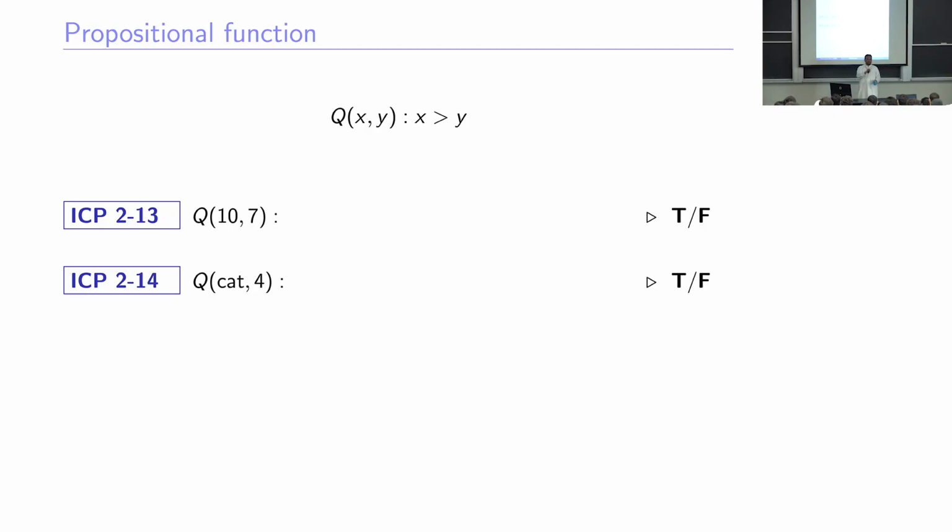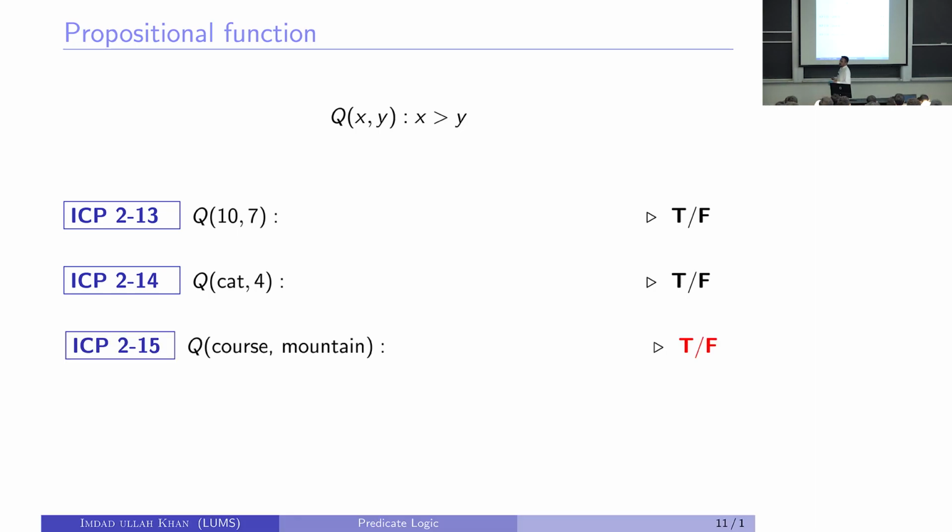Does everyone see the problem? We don't have the tools to deal with this case, right? Because we should have defined something. I can ask this: Q of course, mountain. Is the course bigger than the mountain? Which course, which mountain? You can make it a specific course and a specific mountain. I don't know, I am asking you. You can just throw the question back at me. What would the answer be? I'm asking you.